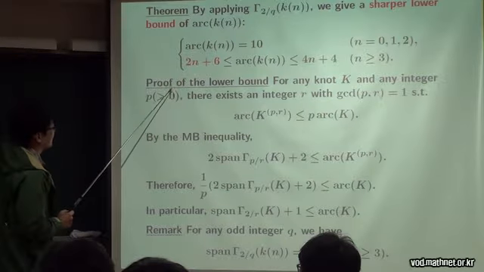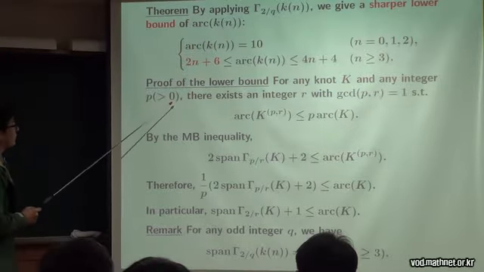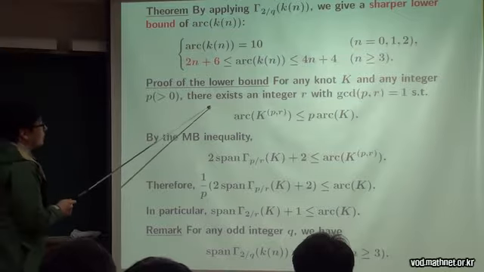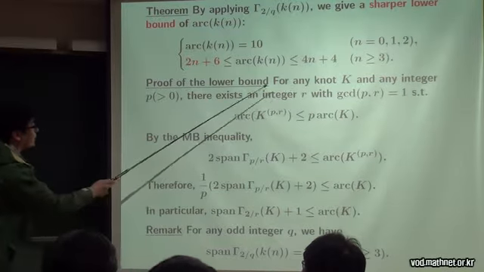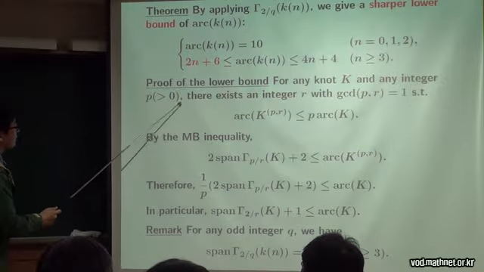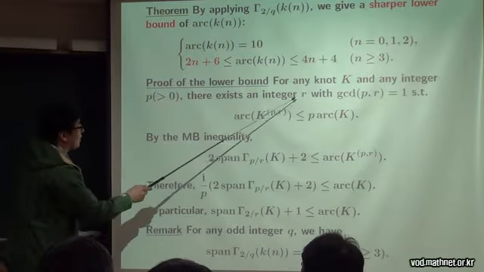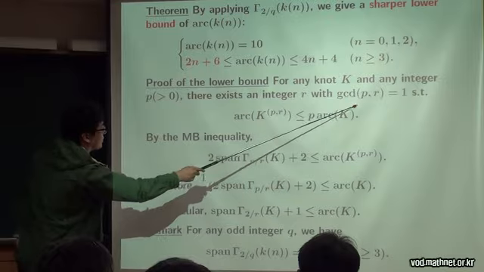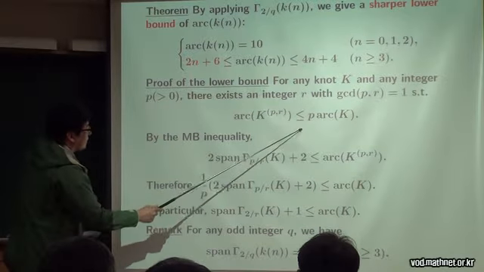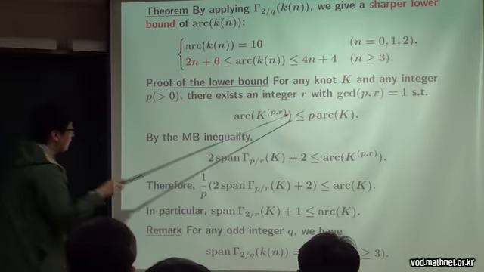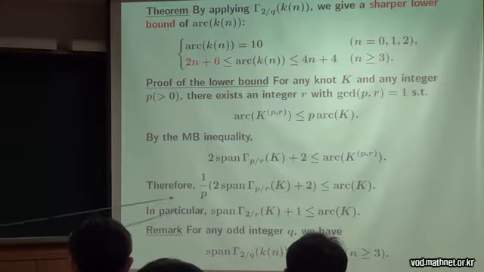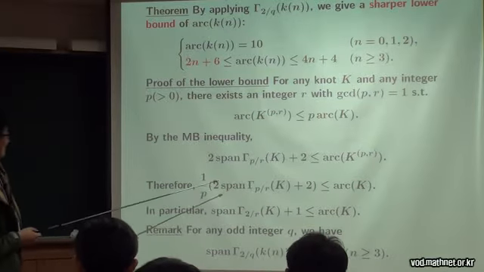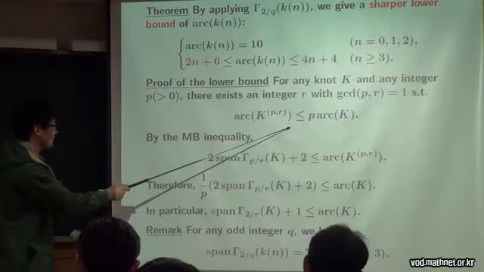I explain the proof of the lower bound. For any knot K and any integer p, there exists an integer r with this condition such that this inequality holds.